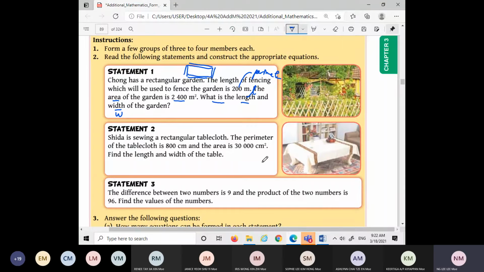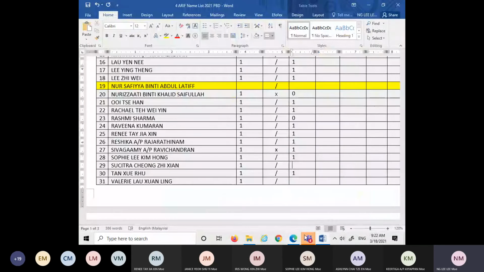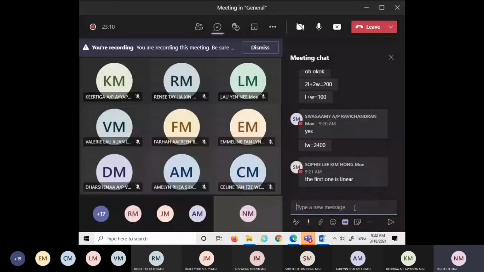Okay, again, this is a rectangle. Again, they give a perimeter 800, area is 30,000. Same thing, the length and the width. So, Suchita, can you please give me the two equations in one shot? Is Suchita here?